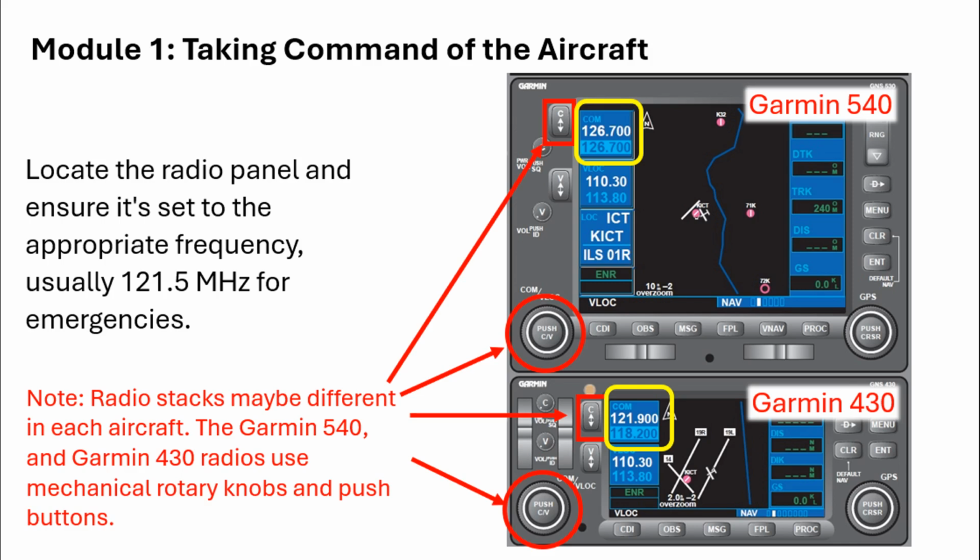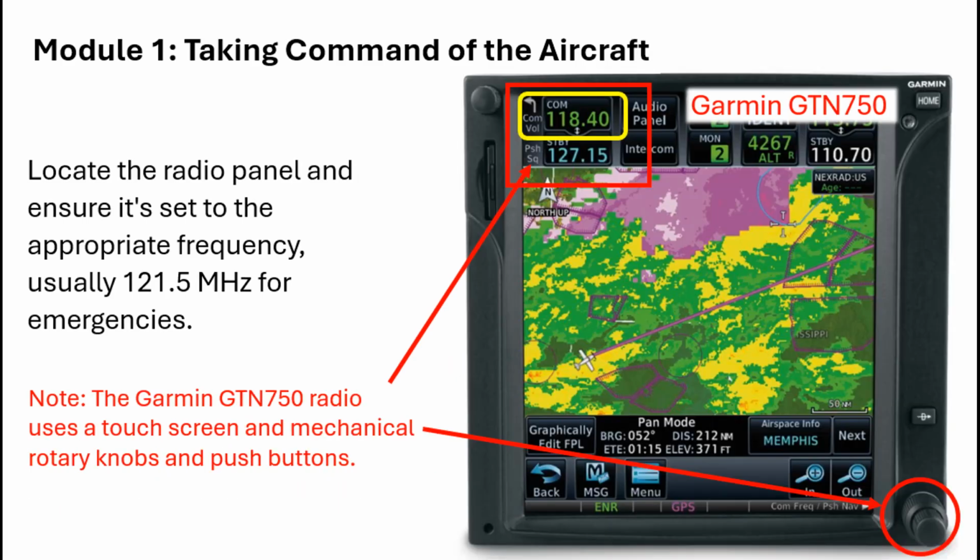Radio stacks may be different in each aircraft. The Garmin 540 and Garmin 430 radios use mechanical rotary knobs and push buttons. Note: the Garmin GTN 750 radio uses a touch screen and mechanical rotary knobs and push buttons.